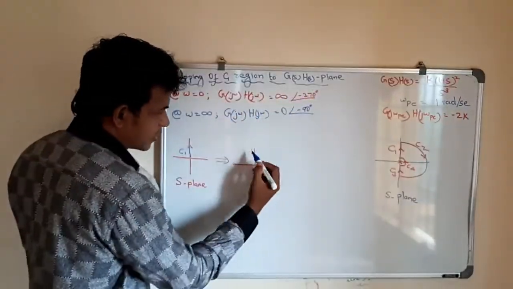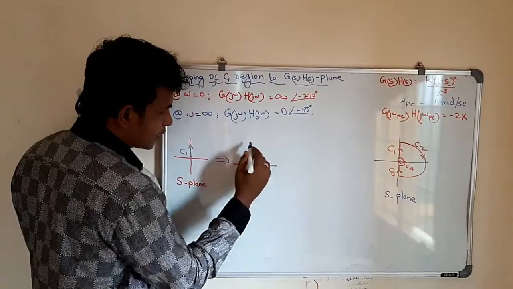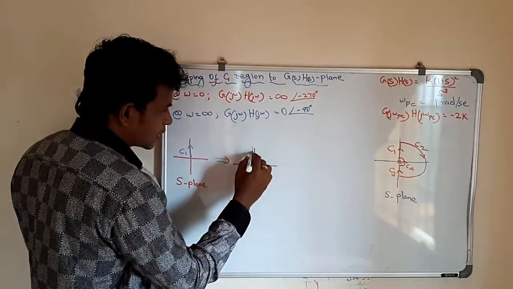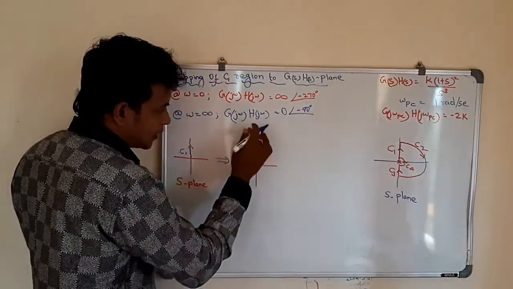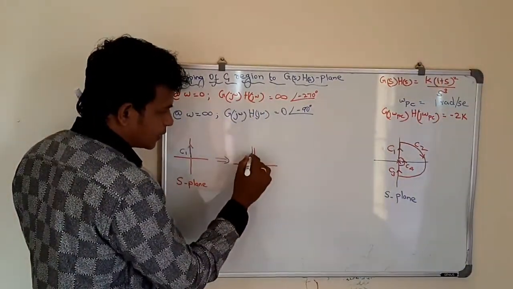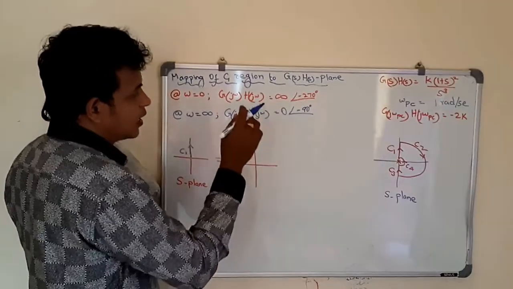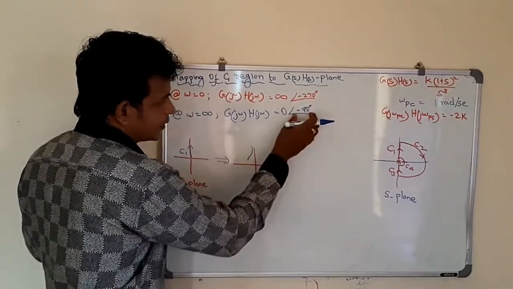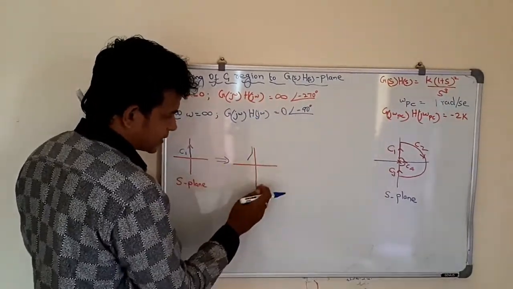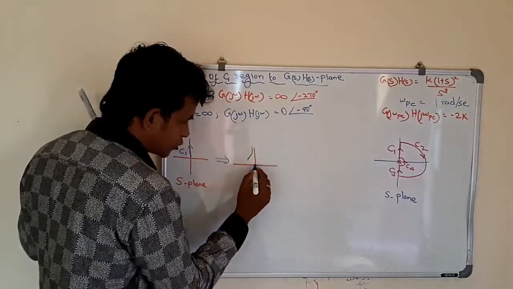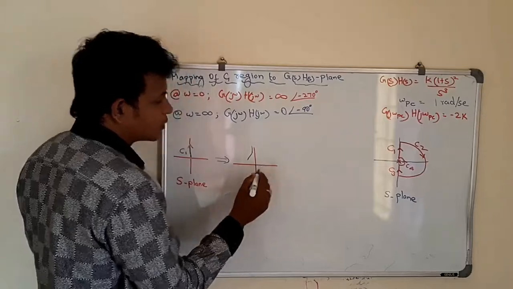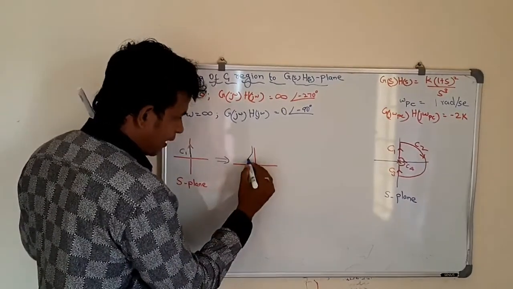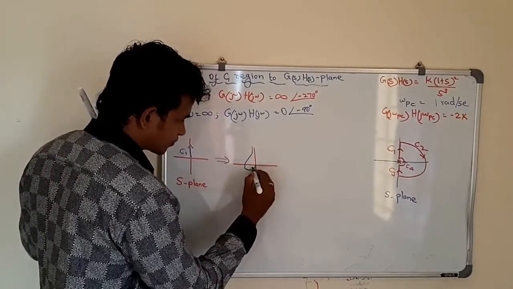So I have to start from here, and there is no starting point. Since the magnitude is infinity, there is no starting point. It may start anywhere, and it goes in this direction. And when omega equal to infinity, the angle is minus 90 degree. So 0 degree, minus 90 degree, but the magnitude is 0. So magnitude is 0 means it has to be at this point. And we have the polar plot like this, and it is in this direction.